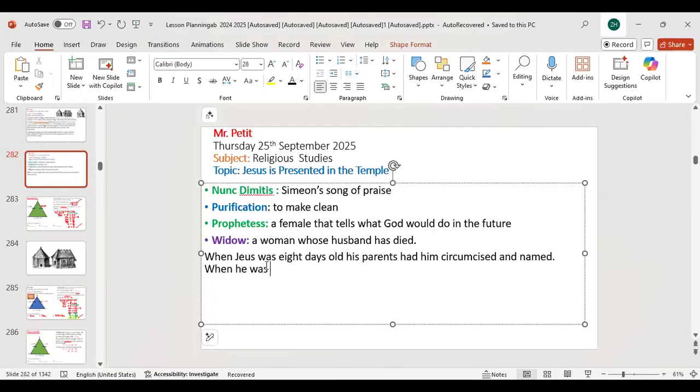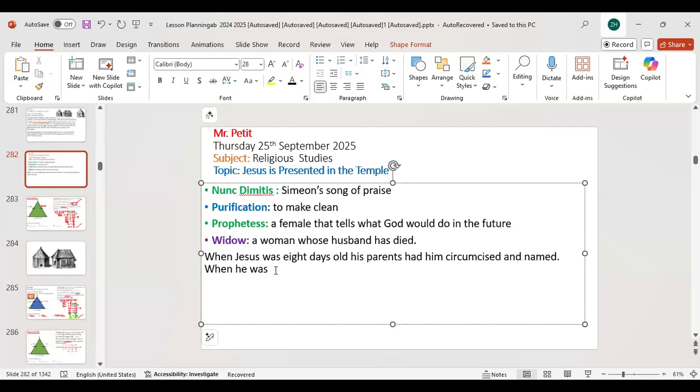But remember, circumcision was a custom or covenant that the Jews made with God. So it was something that every male Jew had to do.